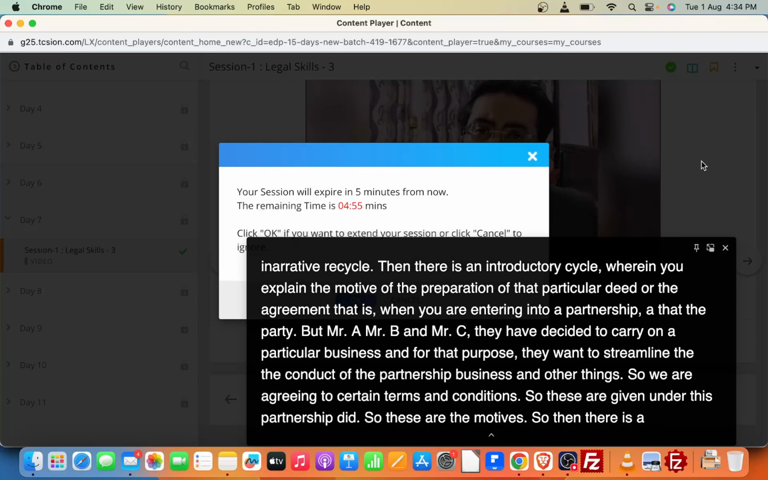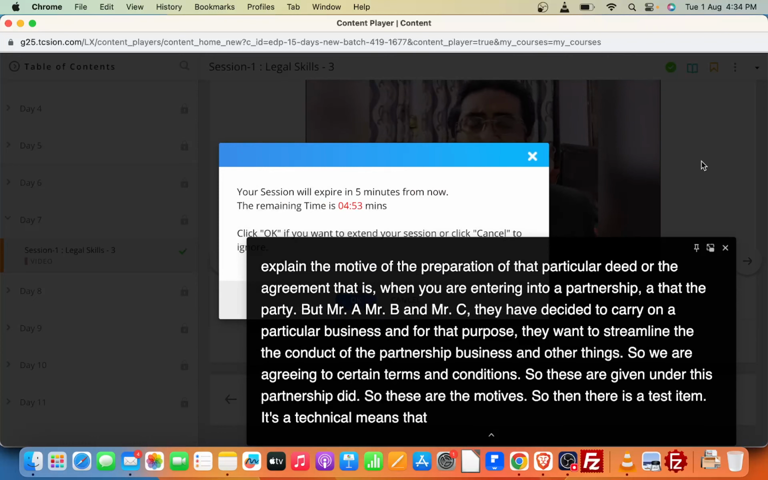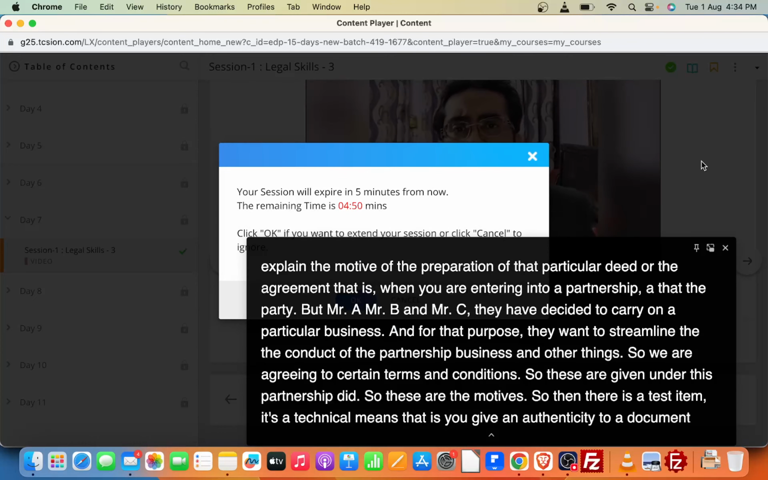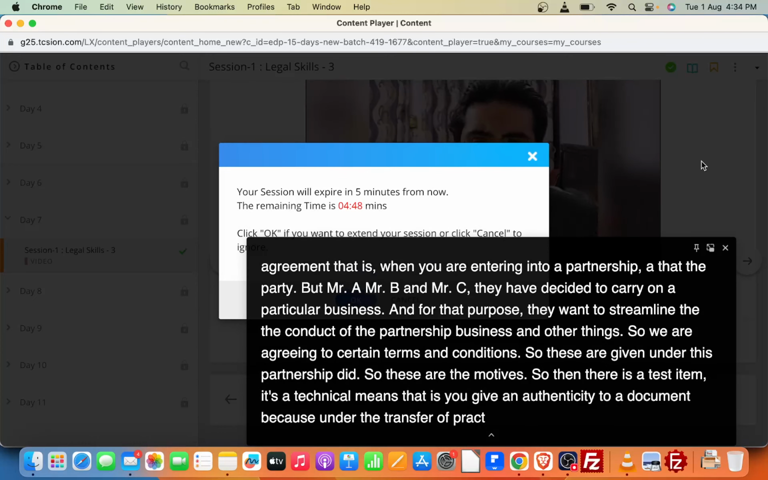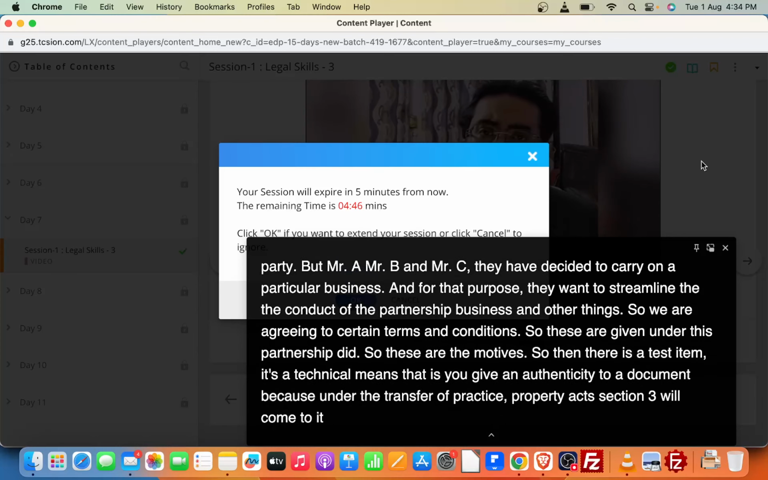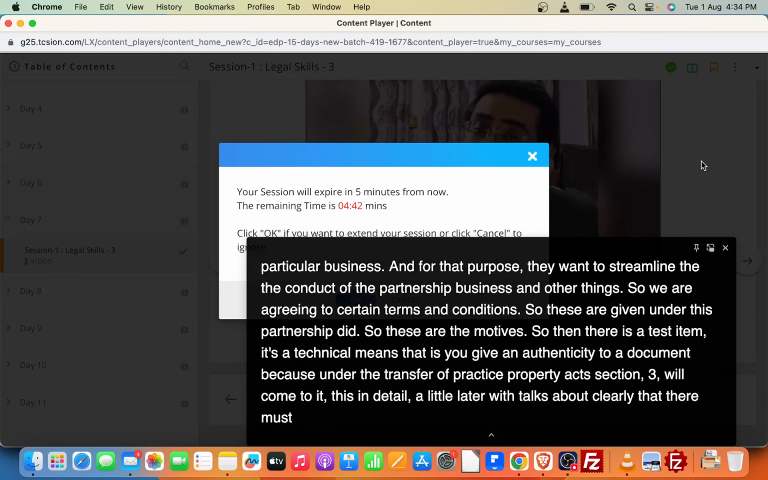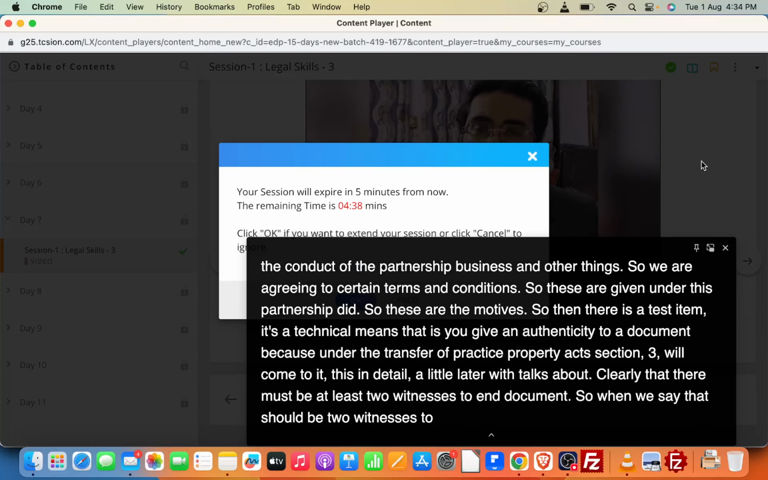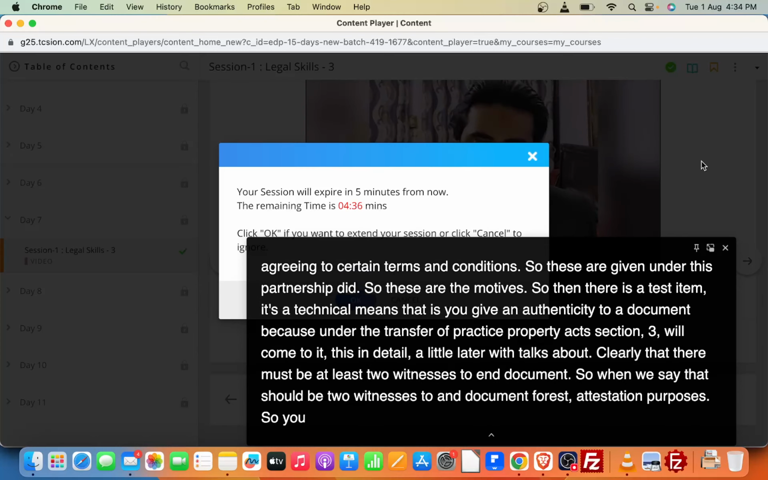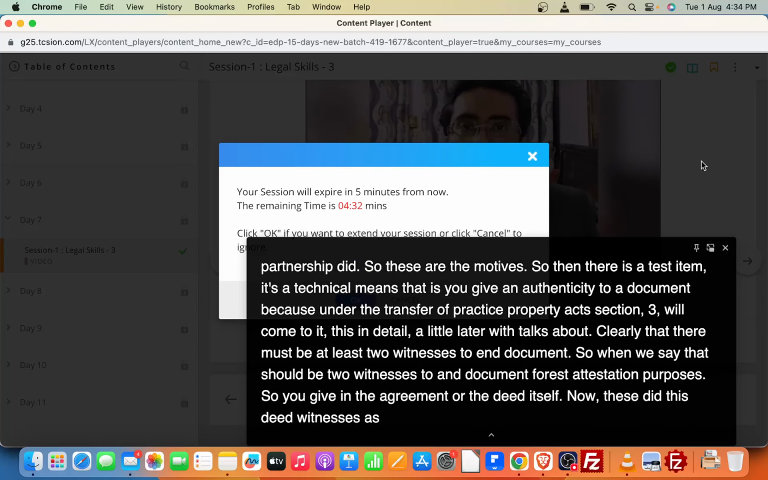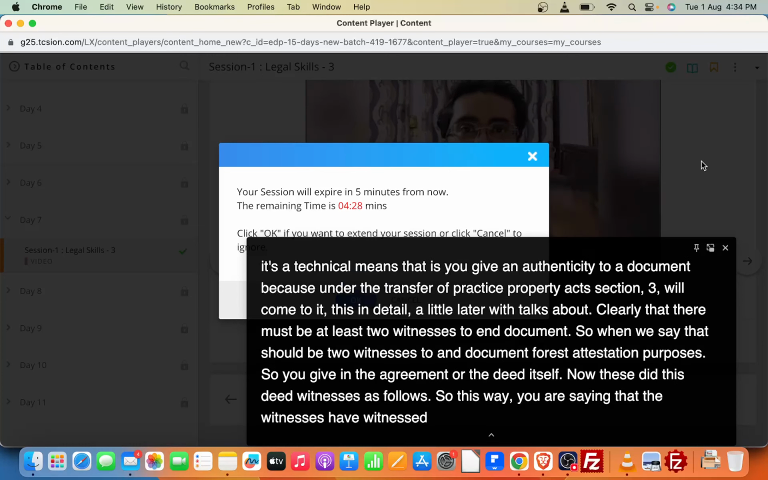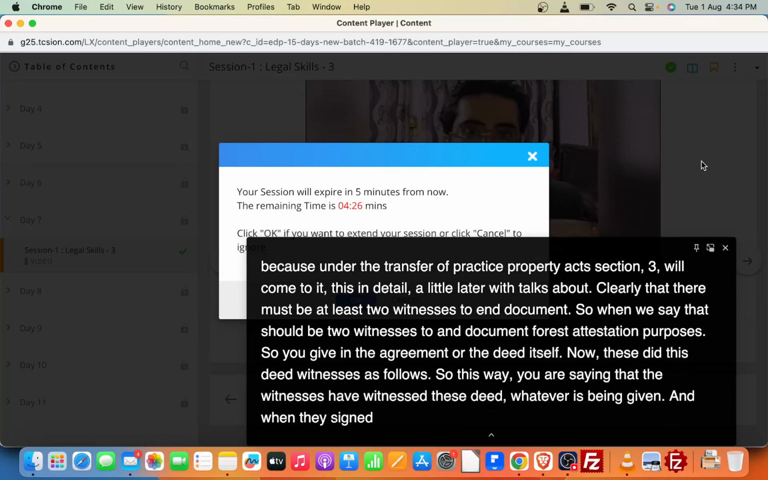Then there is a testatum. It's a technical term. Testatum means that you give an authenticity to a document, because under the Transfer of Property Act, Section 3, we'll come to this in detail a little later, which talks about clearly that there must be at least 2 witnesses to a document. So when we say there should be 2 witnesses to a document for attestation purposes, you give in the agreement or the deed itself, now this deed witnesses as follows. So this way you are saying that the witnesses have witnessed this deed, whatever is being given, and when they sign, they read over and all these things.